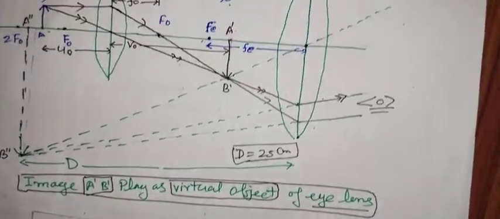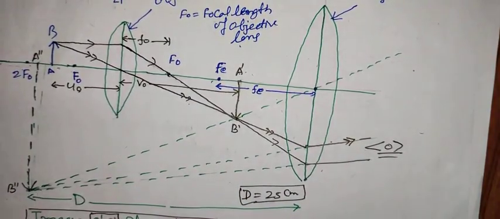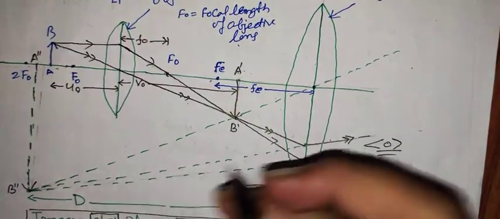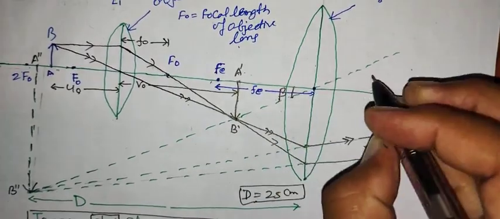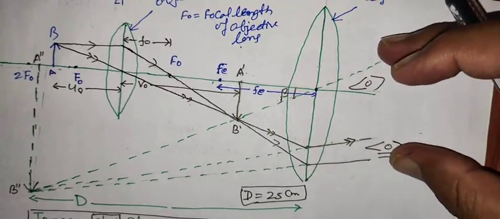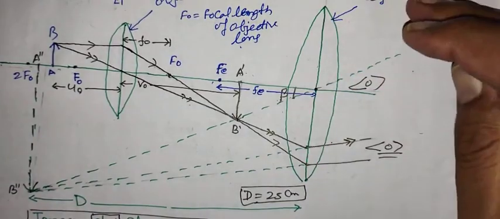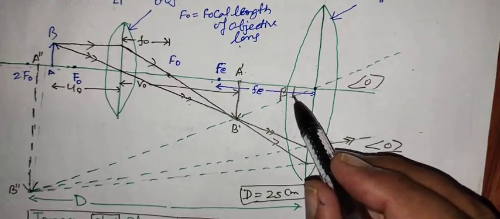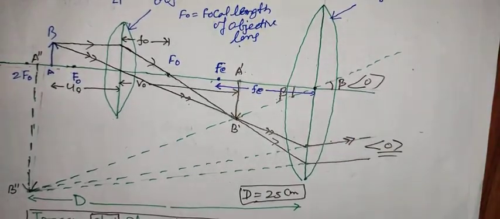Now see the final image in the diagram. The final image is A double dash B double dash. The angle formed with the final image, see, this is beta, subtended on the eye. Actually it is very close, and the eye is close to the second lens, the eye lens. So the eye is considered at this point. So the angle is beta. This is also beta angle.